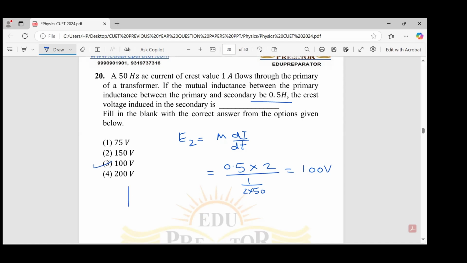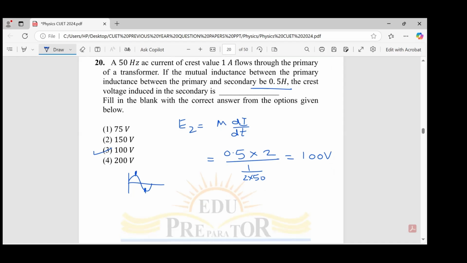Remember, in AC, you have this as a peak and this as a peak. It is 2 times the current reaches maxima in one cycle. So that is why we have 1 upon 2 into 50. Then let's move to question number 21.